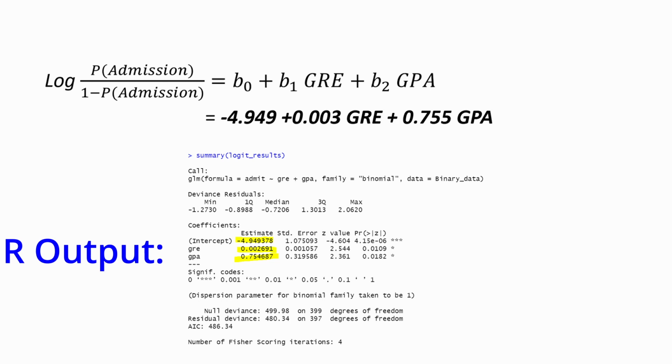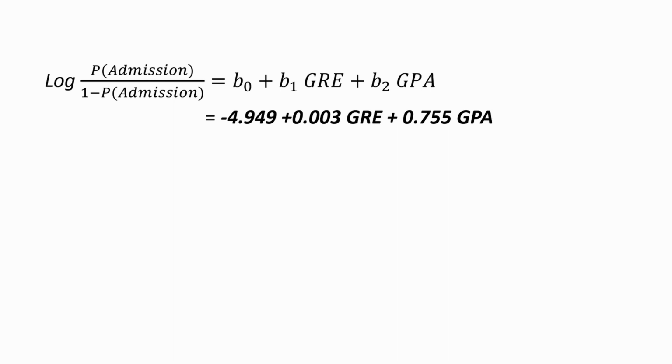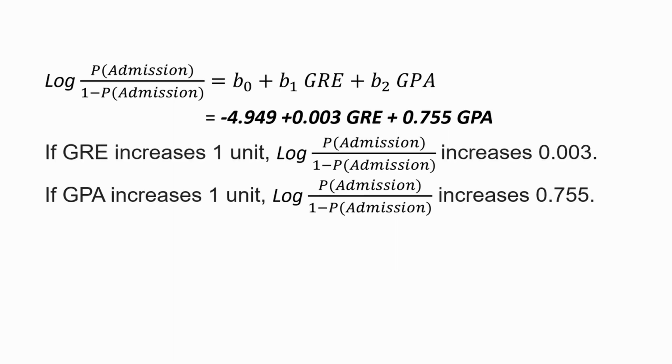And what do these 2 regression coefficients mean? That means that for GRE, if you increase GRE by 1 unit, the log odds increase by 0.003. And if GPA increases by 1 unit, the log odds increase by about 0.755.